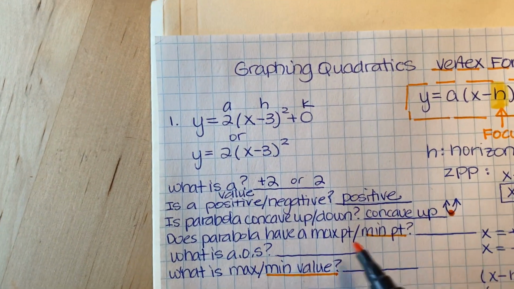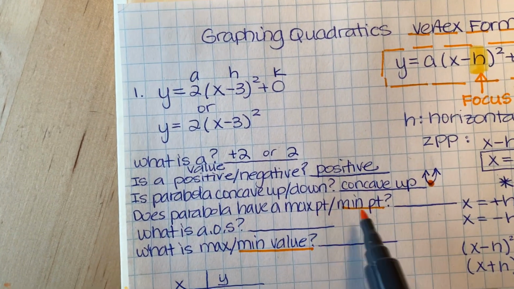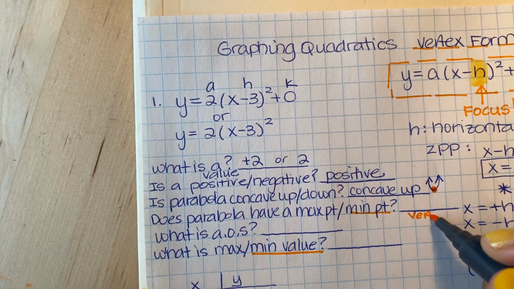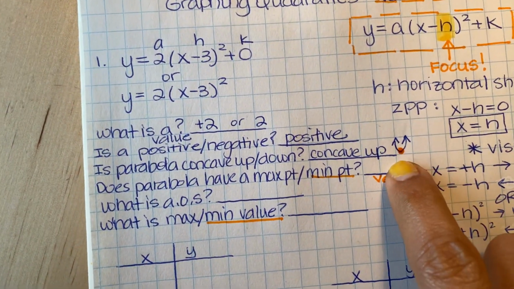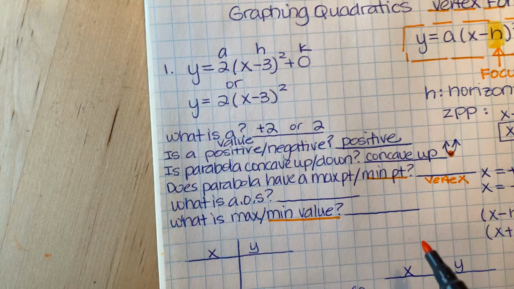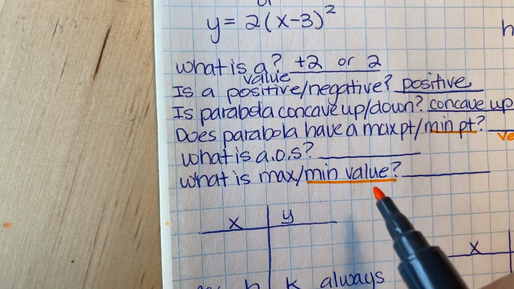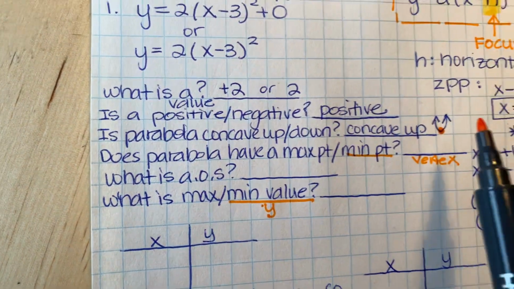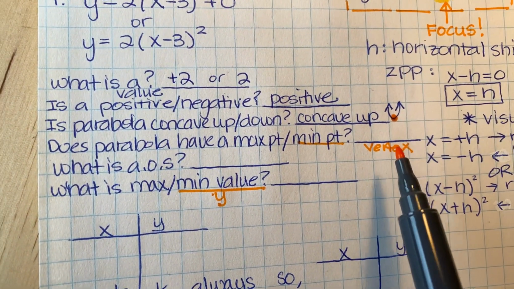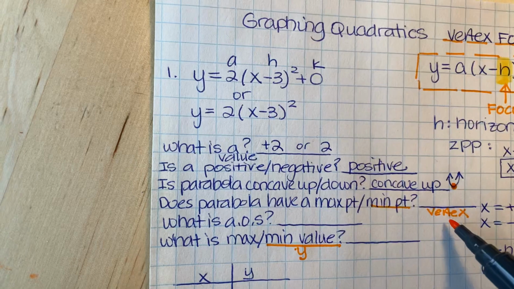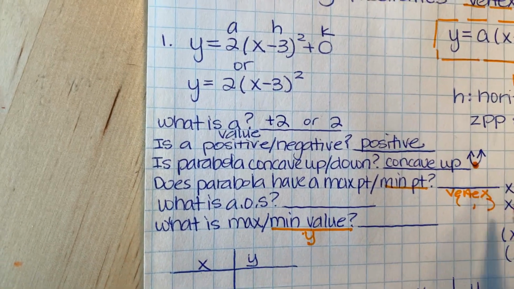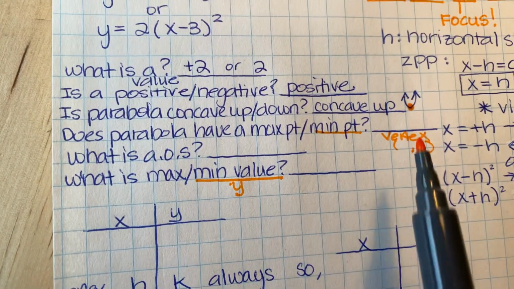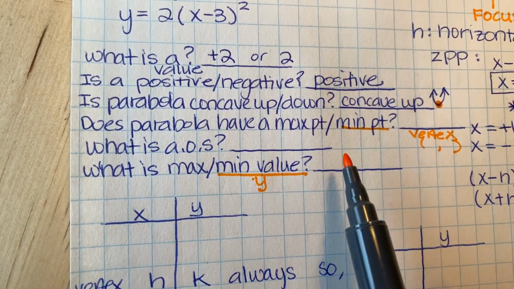Now, does the parabola have a maximum point? Remember, it is the point of your vertex. So whatever your vertex is, that's the same answer. Your minimum value is the y value of the vertex. So when you find this vertex, which is a point, we'll come back once we fill out the XY table. Your y value of the vertex is this answer.